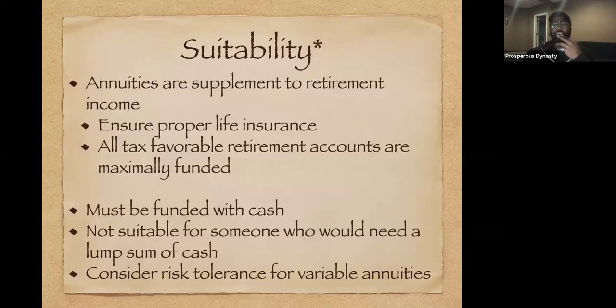And then this is a star. So this is annuity. So when we think about putting somebody in an annuity, we always got to remember that annuities are a supplement to retirement income, not a replacement, a supplement. So we want to make sure that the person is properly insured with life insurance and that they maximally funded all their other retirement accounts that have tax favorability, right? Must be funded with cash. It's not suitable for someone that needs a lump sum of cash, right? Because it has to take time to grow. And we got to consider the risk tolerance for variable annuities. If we put somebody in a variable annuity, we know we can lose our money versus an index or a fixed annuity.